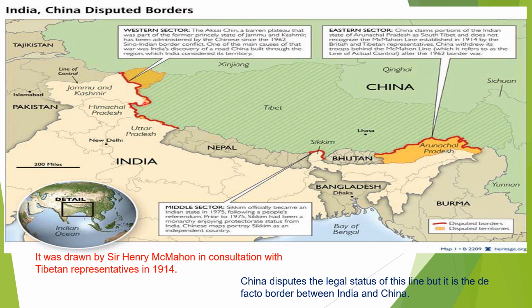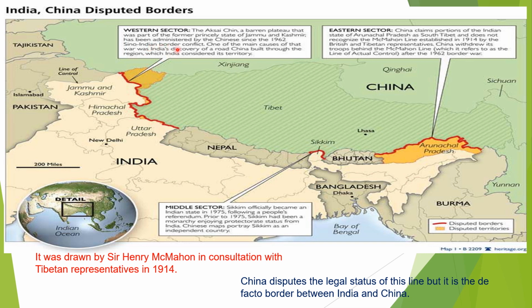Look at this. This line is called the McMahon Line. The McMahon Line divides India and China. It is the international boundary, and you can see that this line is divided into three parts, because the middle portion of northern India is situated in Nepal and Bhutan. That's why this boundary line is split in three parts.